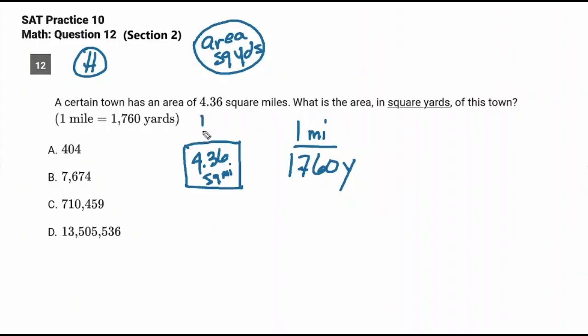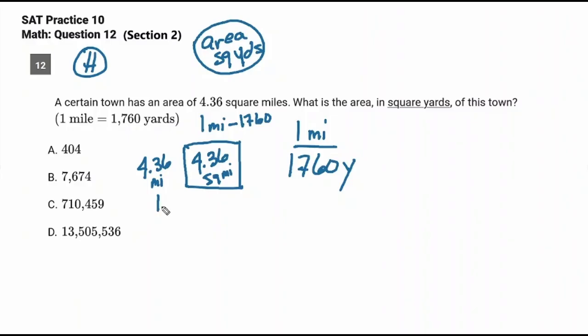Let's just make this 1 mile. And if this is 1 mile, then how many has to be right here? 4.36 miles. Because sure enough, 4.36 times 1 is 4.36 square miles. So really weird shaped town, doesn't matter. Now let's convert 1 mile to yards. What is it? It's real easy. It's 1,760. All right? Now let's convert 4.36 to yards.